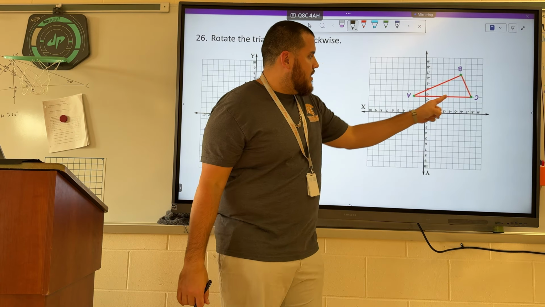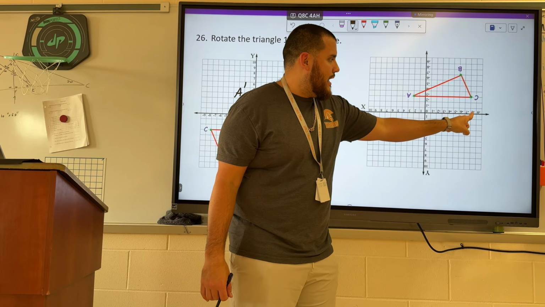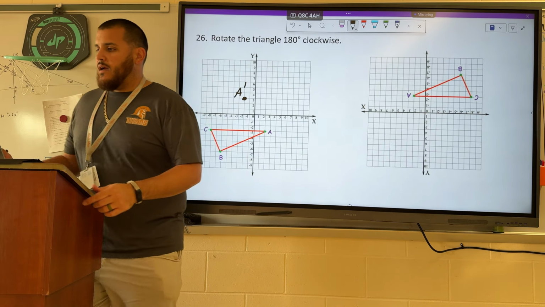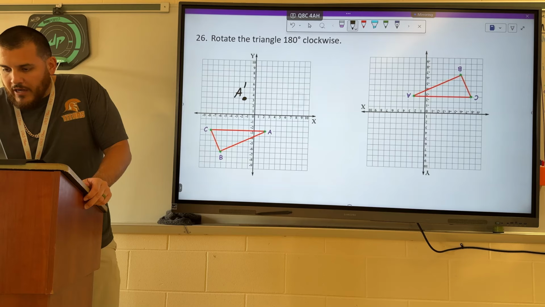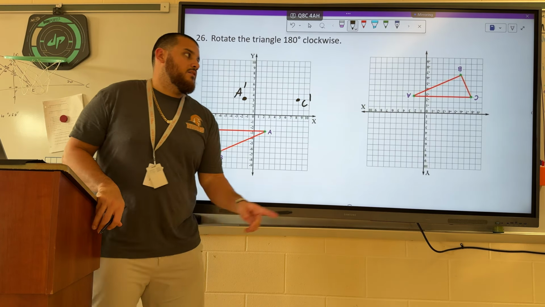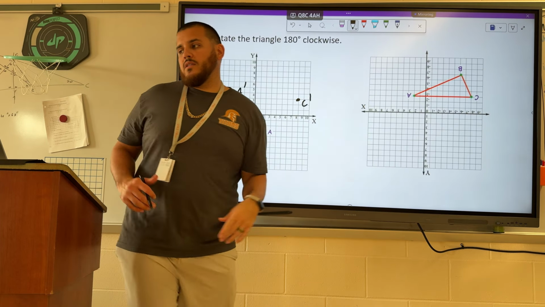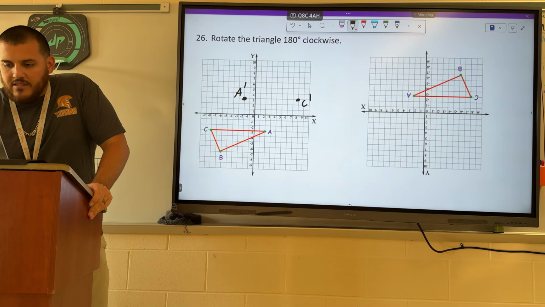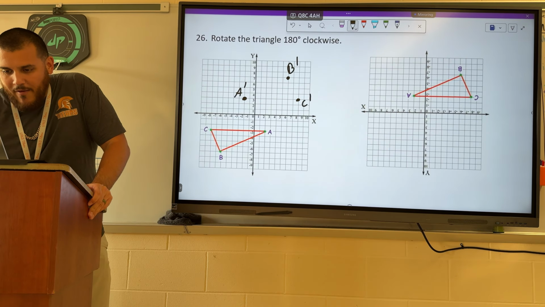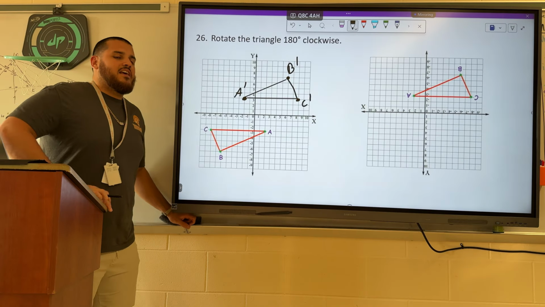To get to point C here from the origin, I would go to the right 8 and then up 3. I remember that pattern, go right 8, up 3, there's C prime. Do the same thing for point B. I'd be going right 6, up 7 to get to point B. We follow that same pattern to get to B prime, and we have triangle A'B'C' after 180 degrees of rotation here.